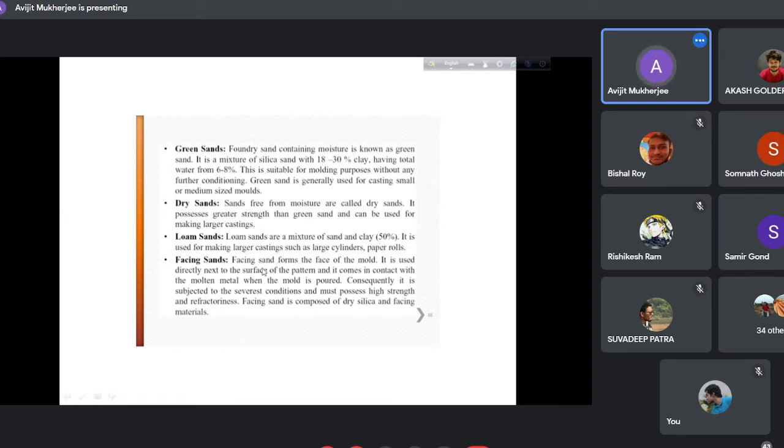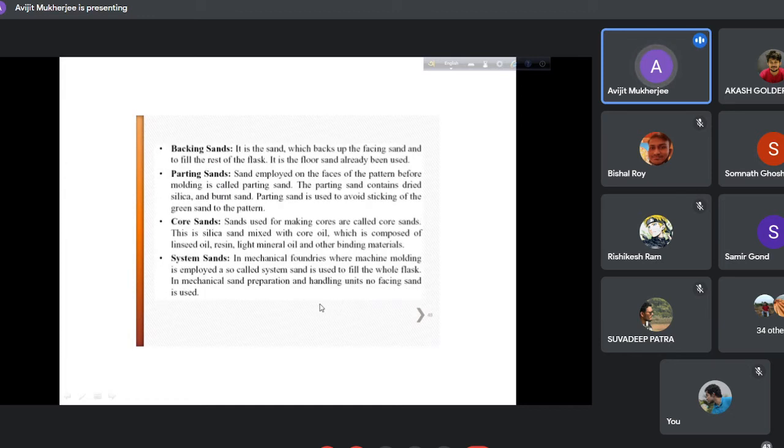Then facing sand, we have already discussed; the face portion is susceptible, so in that portion we are using facing sand. Now for the rest of the flask, we have observed the technique of foundry. The flask is filled up with some molding material, and the face is the susceptible portion where the molten metal will be poured. So the total flask, larger flasks, may be filled with a sand which is known as backing sand, backup sand.